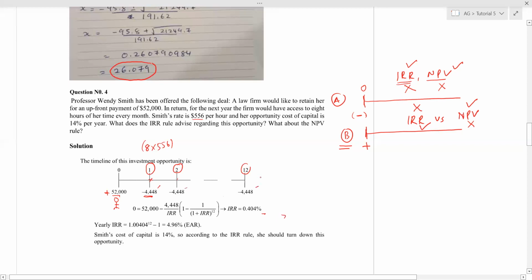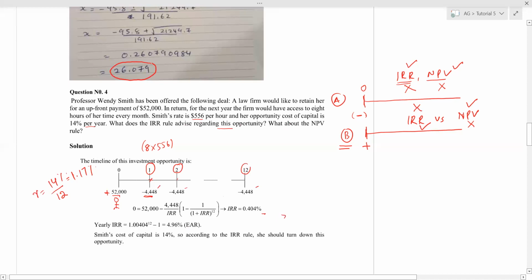4448 for 12 months. Her opportunity cost of capital is 14% per year, so the return is 14% per year. Opportunity cost means if she works somewhere else she will earn 14%, but since it's a yearly rate, we will convert it by dividing by 12, so we get 1.17%. This is the monthly rate. The question says, what does the IRR rule advise regarding this opportunity, and what about the NPV rule?